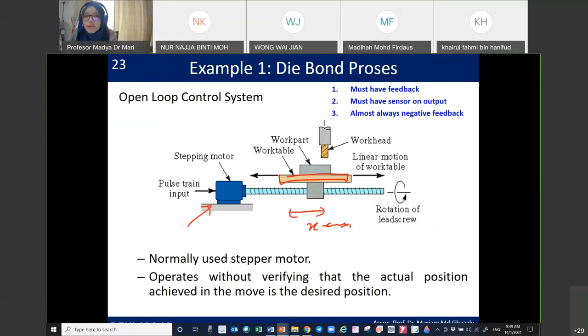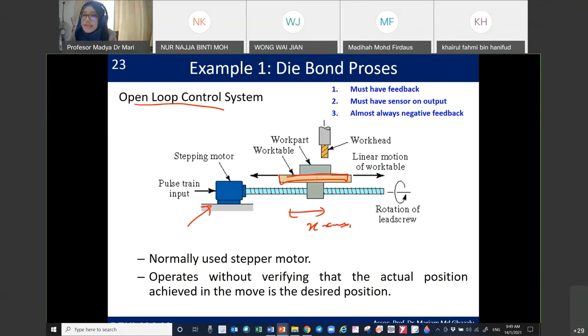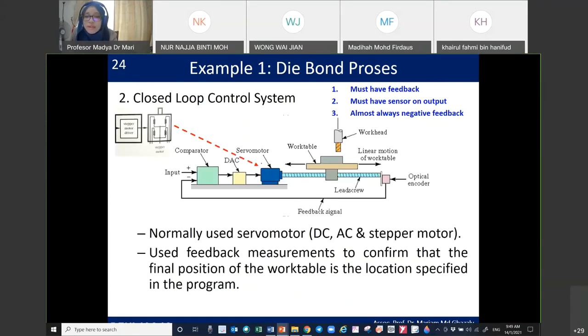So how do you actually convert from open loop to closed loop? You have the same setting over here, the stepper motor and the ball screw. You connect the stepper motor connection because you're going to give the input signal. You will have something like a comparator over here, this one will be the comparator. The error, which is the input, will be the reference. In this case the stepper motor doesn't have an encoder, so it's going to rotate according to the input.